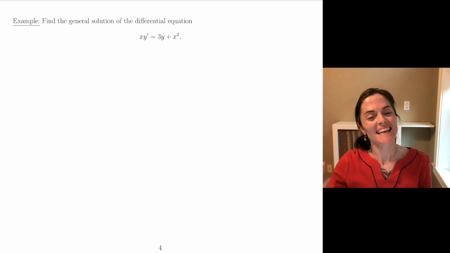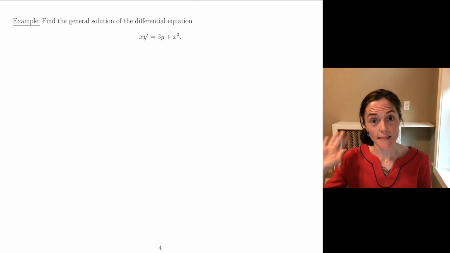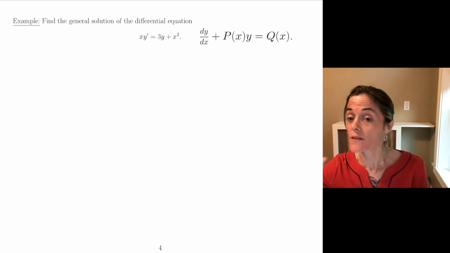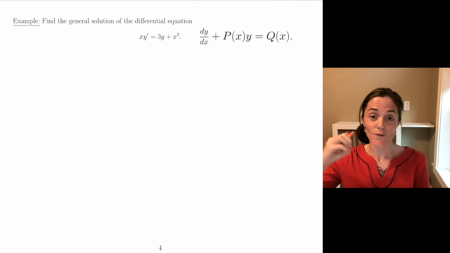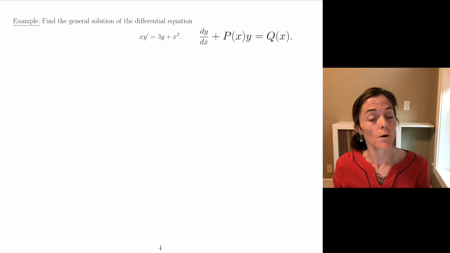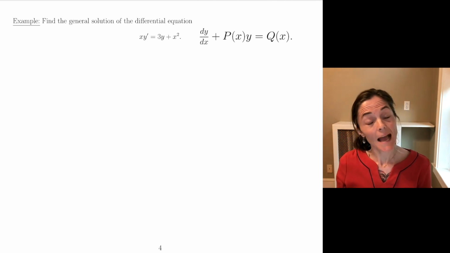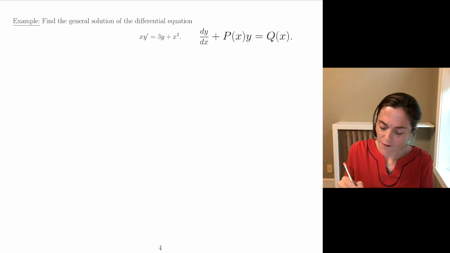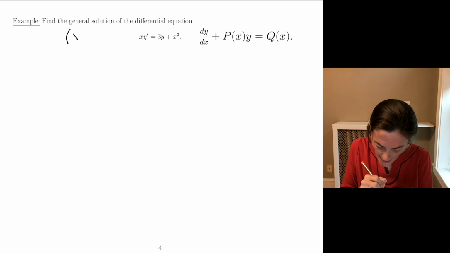Next example, find the general solution of this differential equation: x y prime equals 3y plus x squared. Now, you notice it's not yet of this form. And so the first step will be to write it of this form. I'm going to be dividing by x here. So maybe I will just make my life a little bit more simple and require x to be positive.